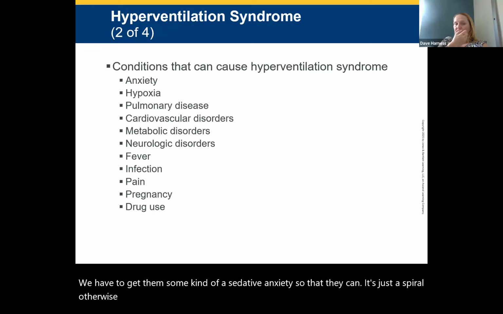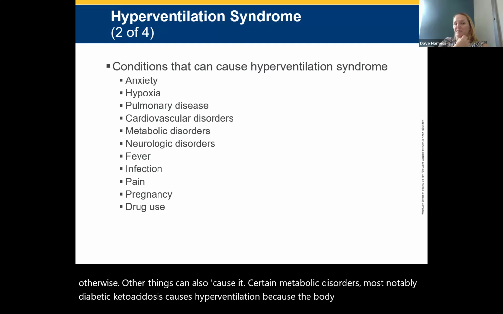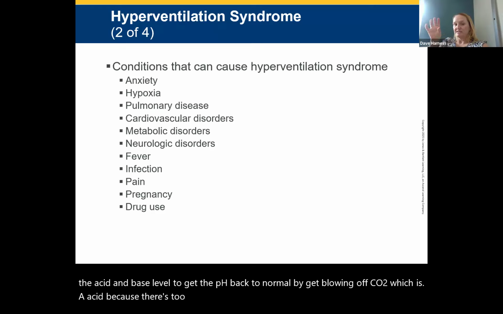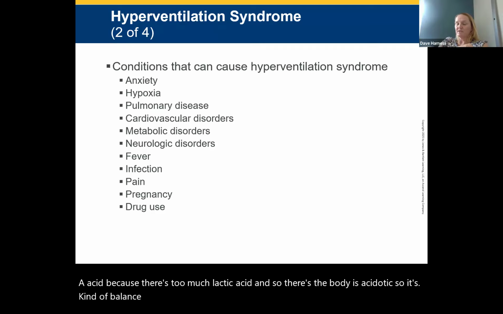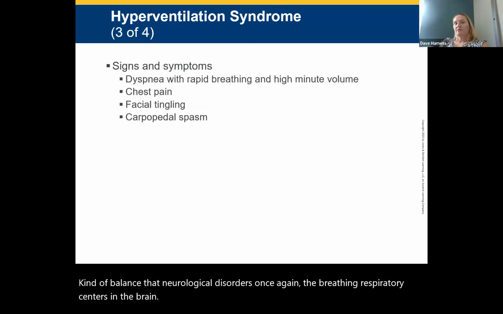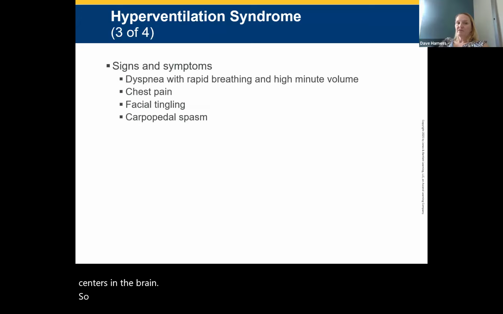Other things can also cause it. Certain metabolic disorders, most notably diabetic ketoacidosis, cause hyperventilation because the body is trying to balance the acid and base level to get the pH back to normal by blowing off CO2, which is an acid, because there's too much lactic acid. The body is acidotic, so it's trying to balance that. Neurological disorders, once again, the respiratory center is in the brain. So: difficulty breathing, rapid breathing, high minute volume, face tingling, carpopedal spasm.